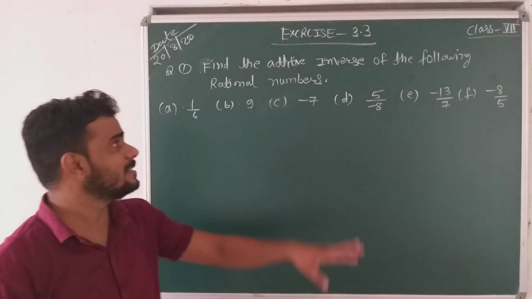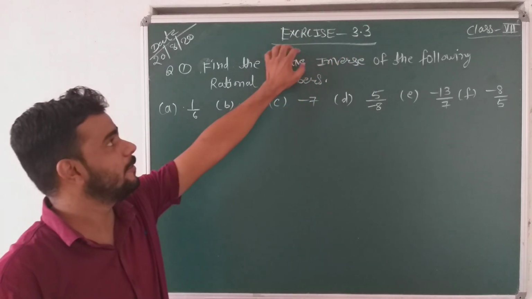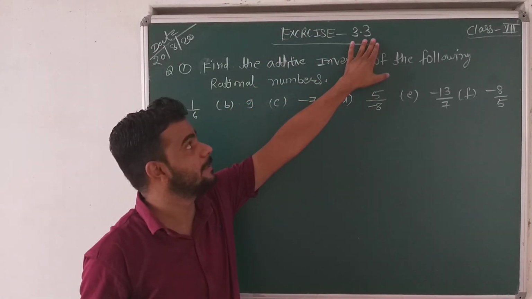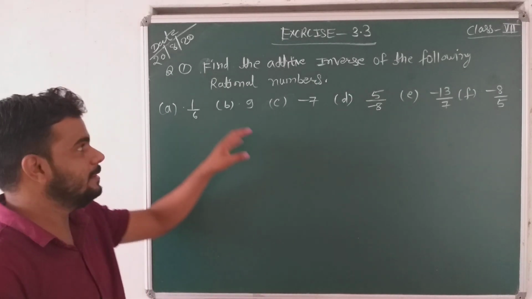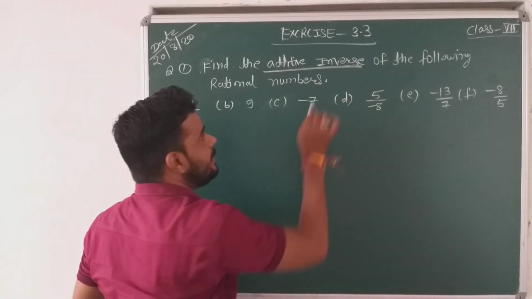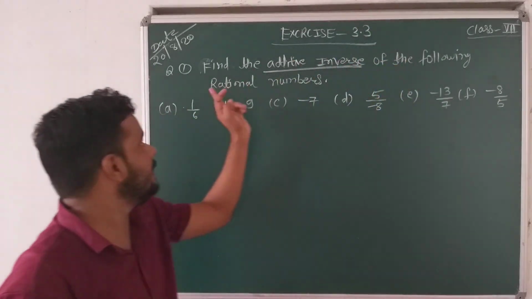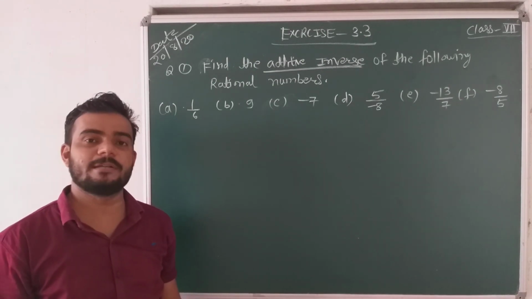In the last class we already taught exercise 3.2. Now we are going to start exercise 3.3. Just see and try to understand. The first question: find the additive inverse of the following rational numbers. It means we have to find out the additive inverse of the given rational number.